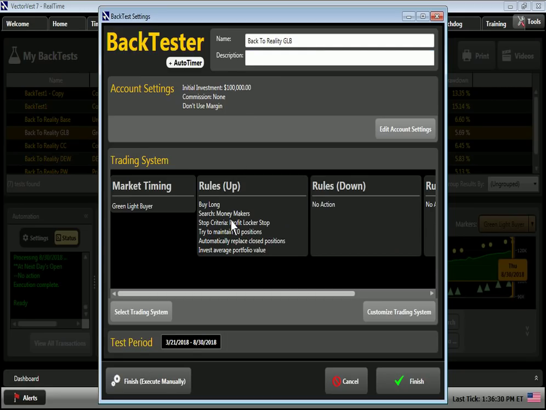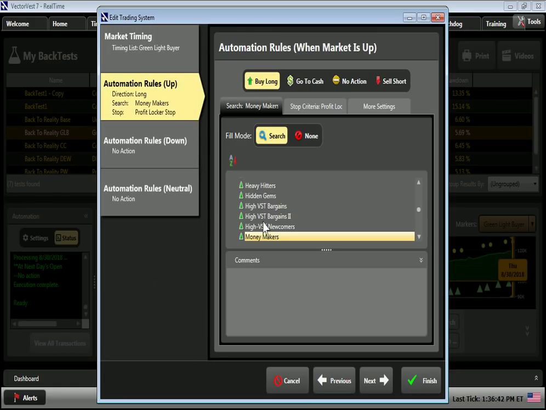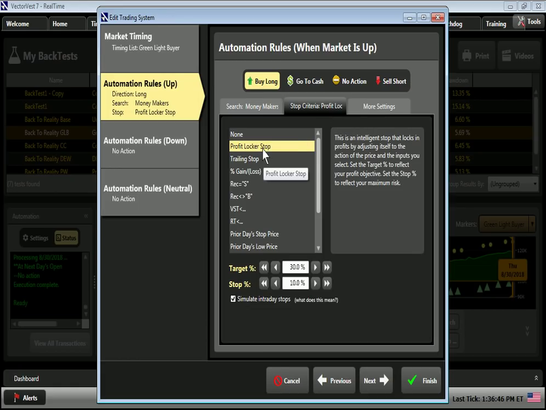This one is still using the money makers, but using the green light buyer. Notice that I have some stops in place now. Let's click on Customize Trading System. Under Rules Long, still using the money maker. Stop criteria, I'm using the profit locker of a 30% target and a 10% loss.